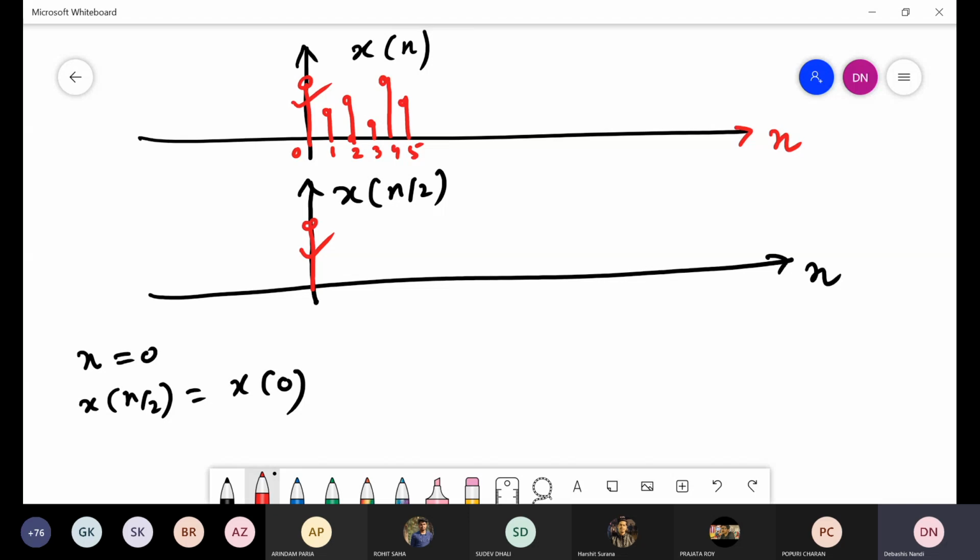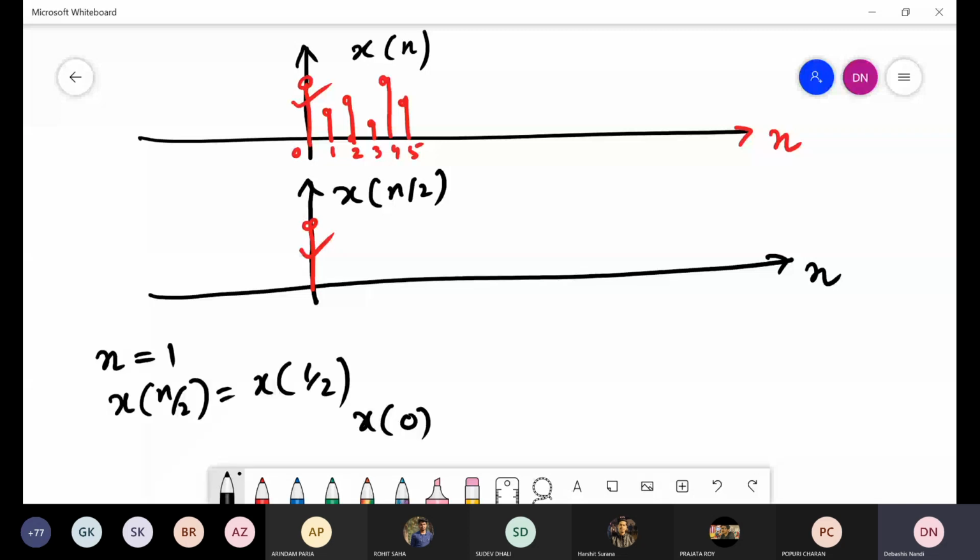Now, next, you take n equal to 1, because n is an integer. You cannot take n equal to 0.5. When you take n equal to 1, then x[n/2] becomes x[1/2]. There is no value of x[1/2], because you know x[0] is this one, and x[1] is this one. Since this value is not there, at n equal to 1, this value will be 0. So here this value will be 0. I will put a mark here.